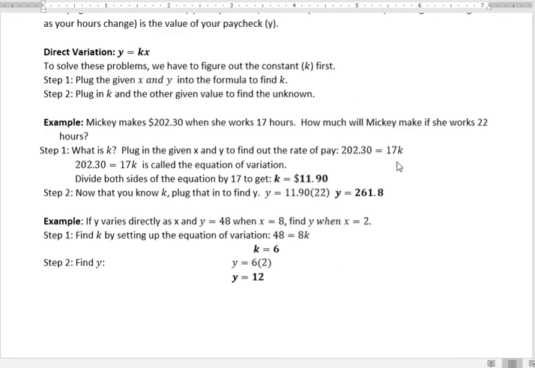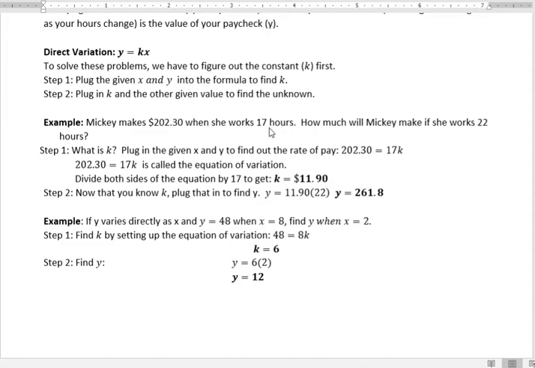Here's an example. Mickey makes $202.30 when she works 17 hours. How much will Mickey make if she works 22 hours? So if she starts off making $202 for 17 hours, we would expect that she would make more money for 22 hours because we're talking about direct variation. So the first thing is, what is K? That is her rate of pay. That's what we're trying to figure out.